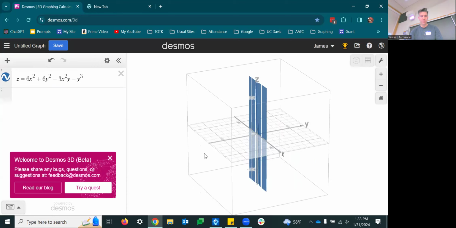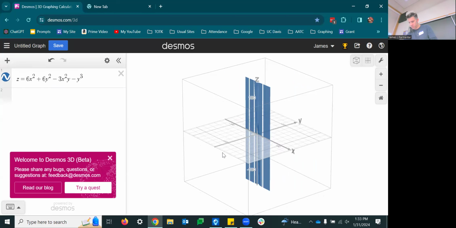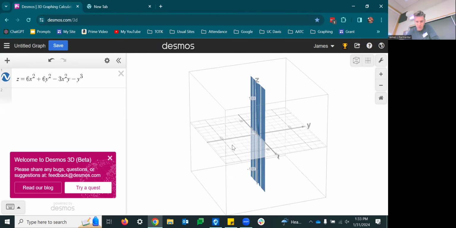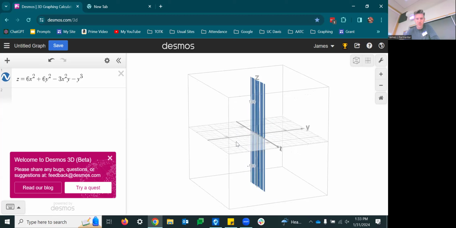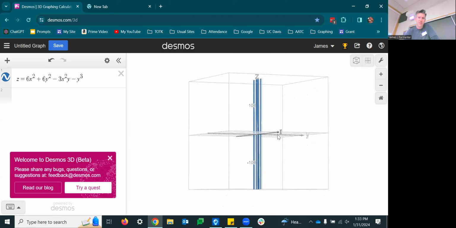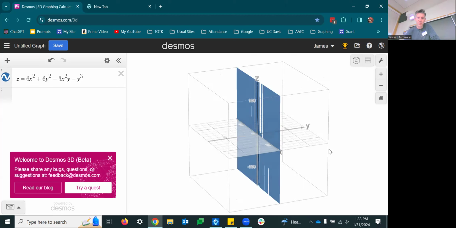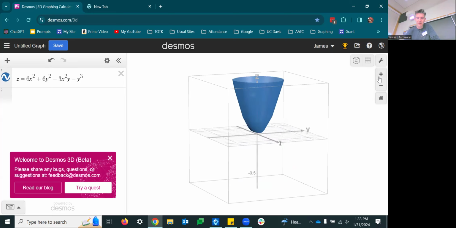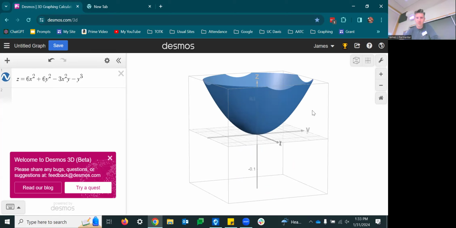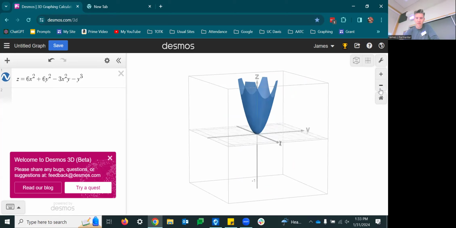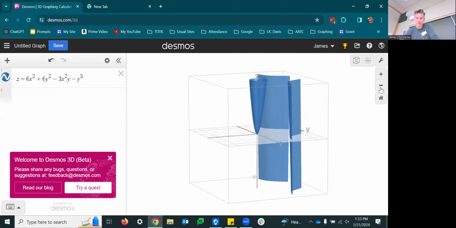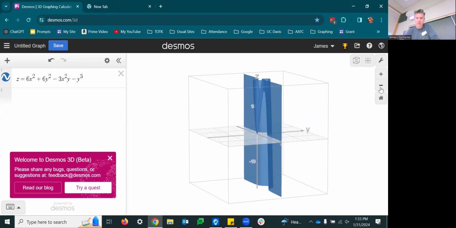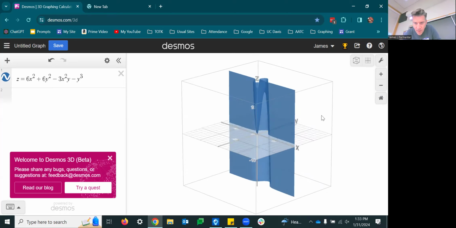Why does that look super funky? Did I do something weird? Let me make sure I've got this right. 6x squared plus 6y squared minus 3x squared y minus y cubed. Why does that look so incredibly awful? Usually this does not look so bad. I'm really confused as to why it looks like this. Let me try. Okay, we can kind of see it here.